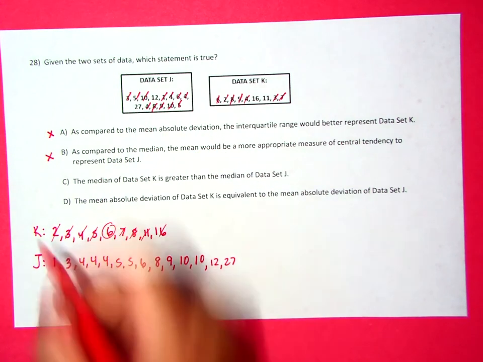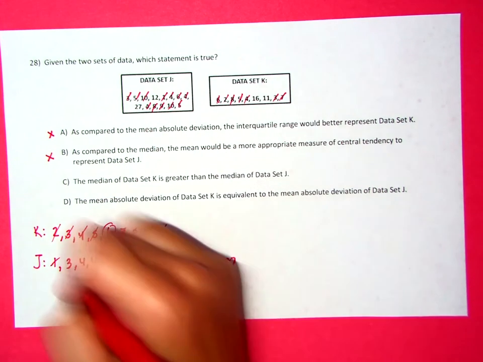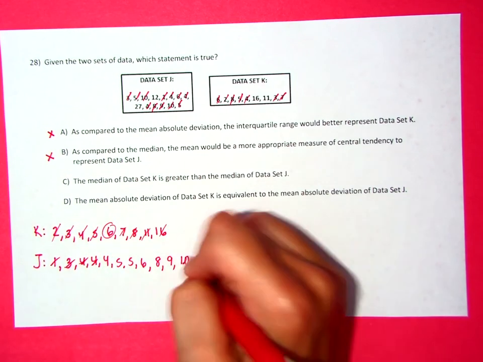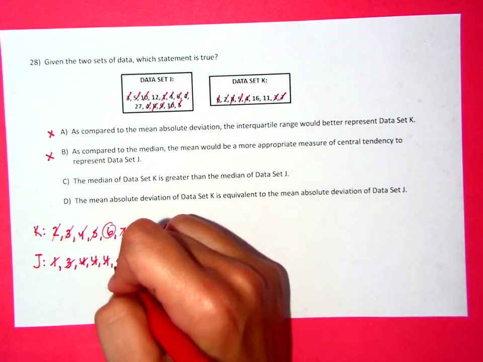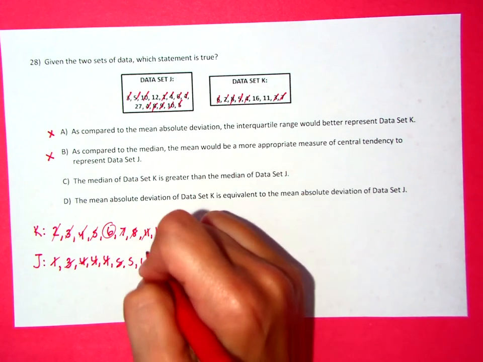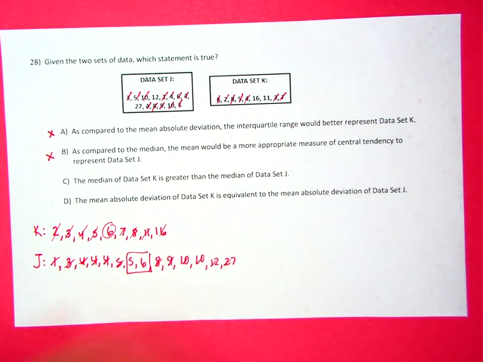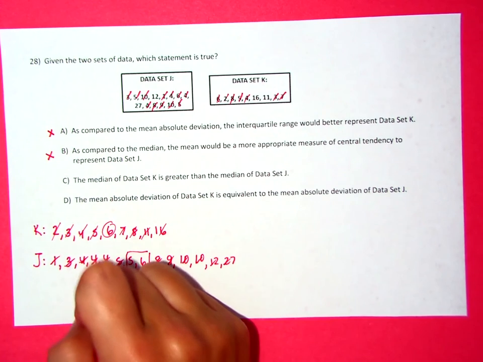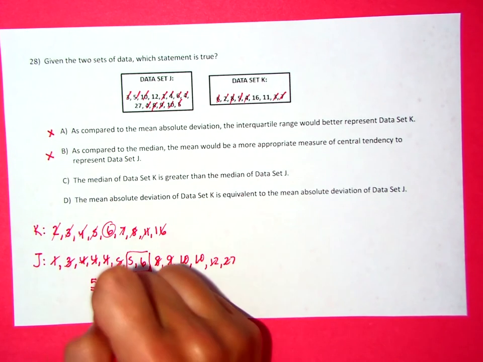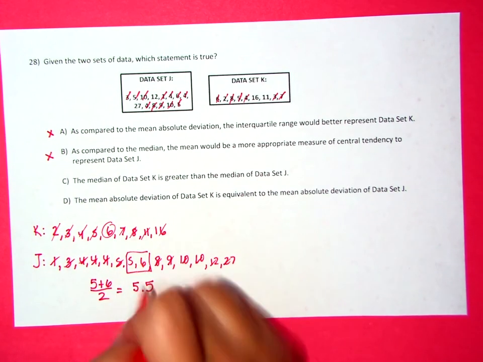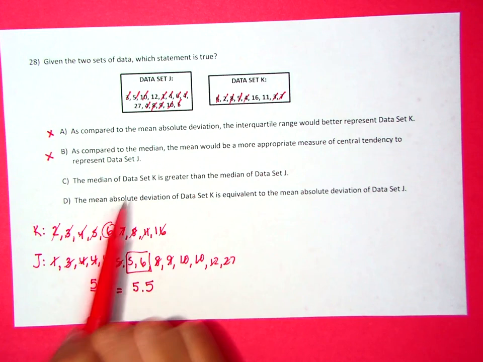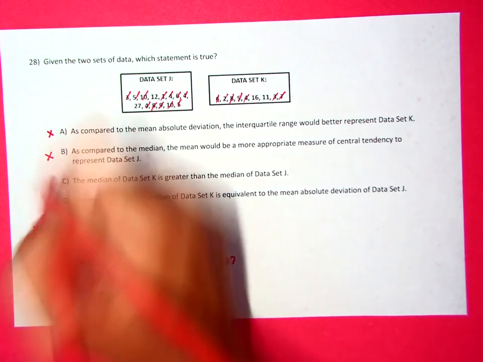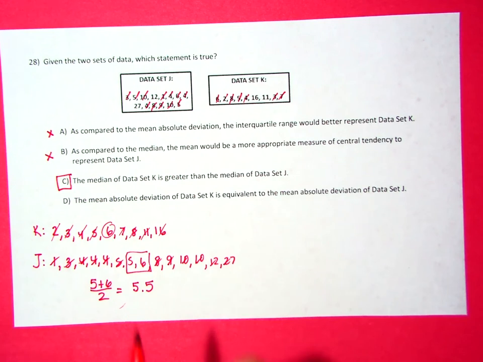Now let's go ahead and find our median for this. So the 1 goes with 27, 3 goes with 12, 4 goes with 10, 4 goes with 10, 4 goes with 9, 5 goes with 8. Now we have two numbers in the middle, and so to find the median, we would actually do the average. So you do your 5 plus 6 divided by 2, which is going to give us 5.5. So this said the median of data set K is greater than that of data set J. That is actually true, so that's probably our answer.